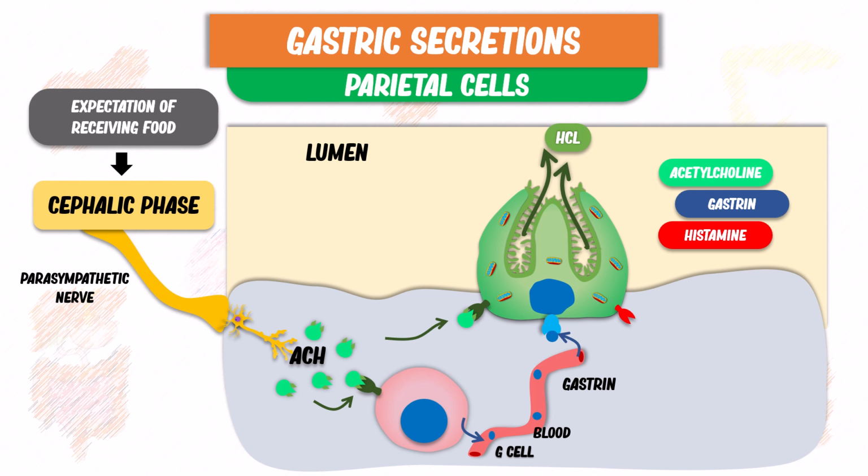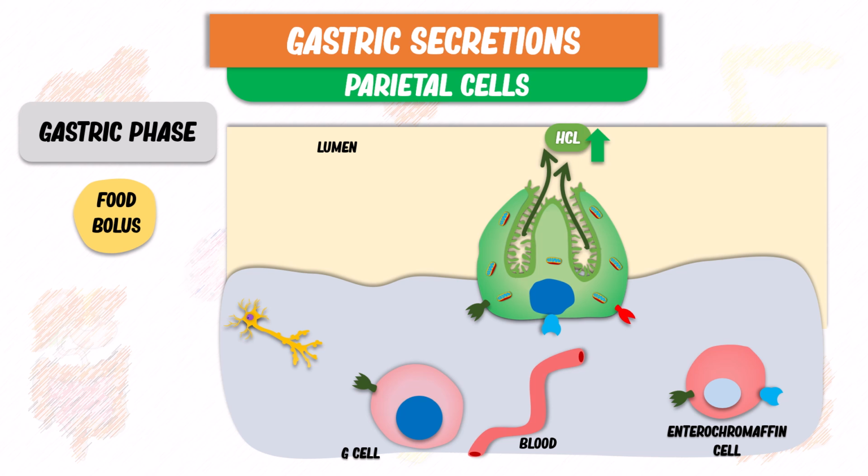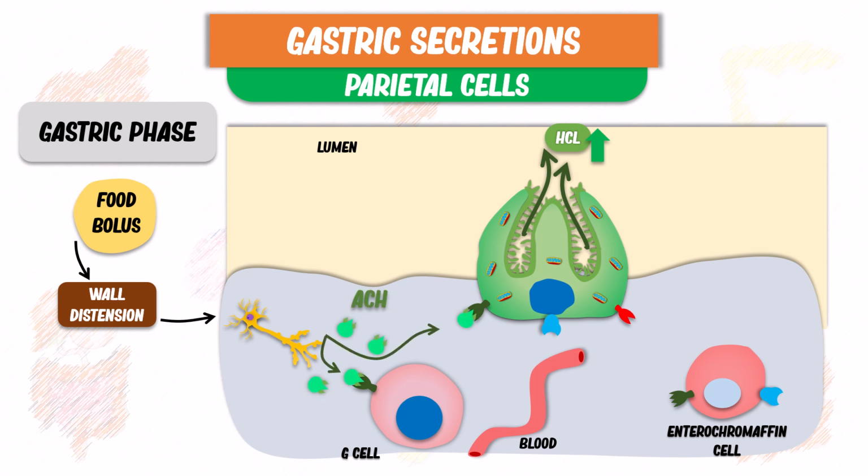All of this occurs before the food reaches the stomach. When food enters the stomach, the gastric phase begins, amplifying the effects of the cephalic phase. The distension of the stomach wall by the food bolus is detected by mechanoreceptors, which directly stimulate the enteric nervous system to release acetylcholine, acting on both G cells and parietal cells.